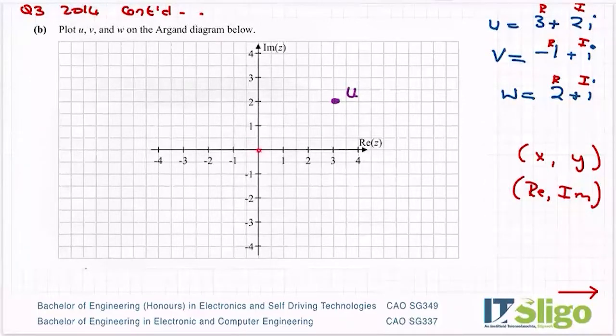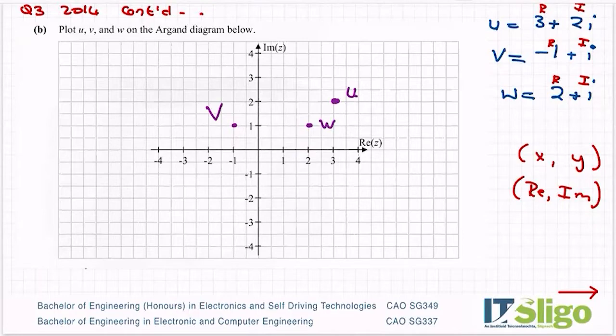v, minus 1 plus i. So that's my v. And then w, 2 plus i. So there's my w.